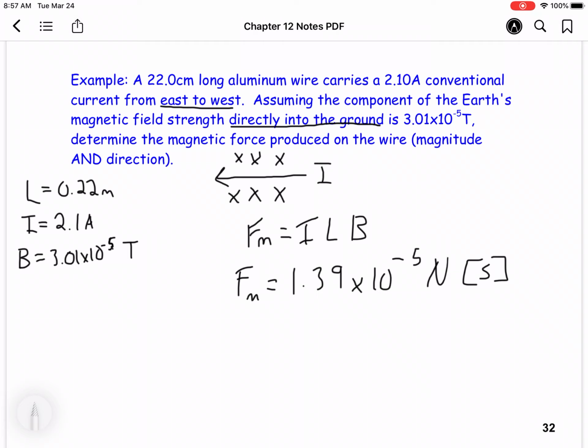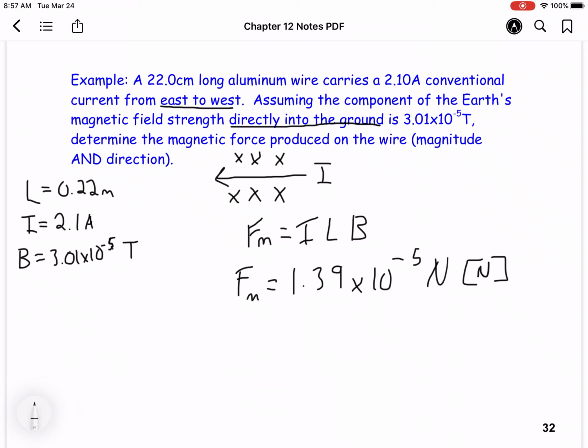So we're going to use our left hand. When we use our left hand, our thumb is the direction of the current flow, our fingertips are the direction of the magnetic field, and the magnetic force is going to be out of our palm. When I do that, for some reason I now am getting the opposite. I originally said I had a direction of south, but it's actually going to be north. Thumb to the left, fingertips down, means your palm should be facing up, force going up. So the direction is not actually south, it is north.